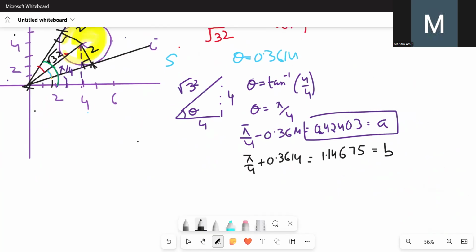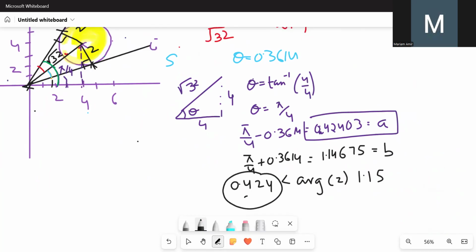So the argument of Z starts from 0.424 in 3 significant figures and goes till 1.15. This is A and that's B.